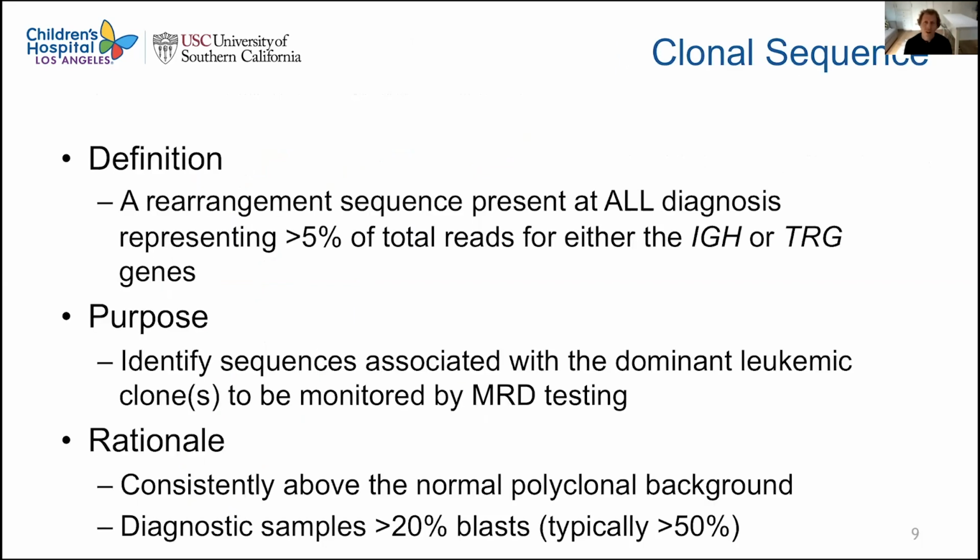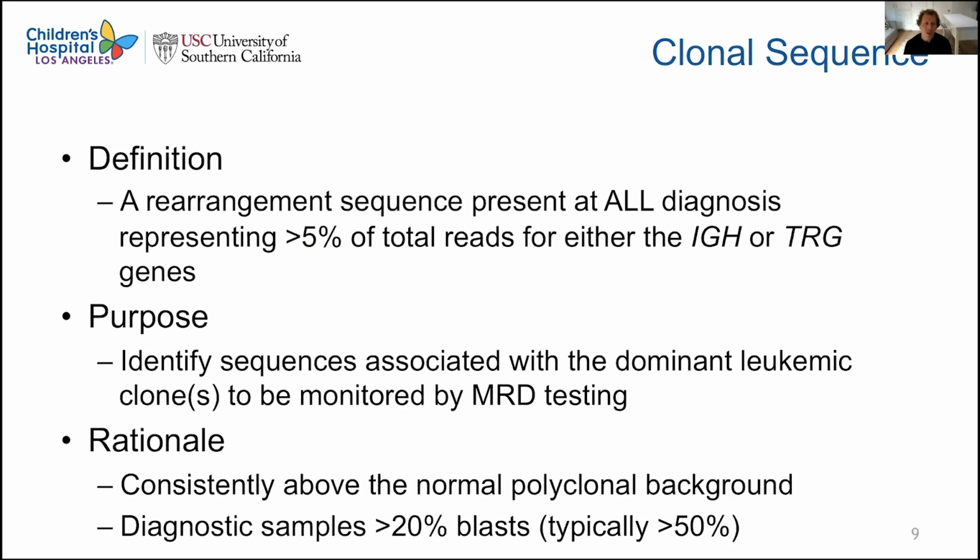So we had to define what a positive result would be in the diagnostic assay. And for lack of a better term, we're calling this a clonal sequence. So this is defined as a rearrangement sequence that's present at ALL diagnosis that represents greater than 5% of the total reads for either the IGH or TRG genes. The idea of this is to identify sequences associated with the dominant leukemic clones that are suitable for monitoring by the MRD test.